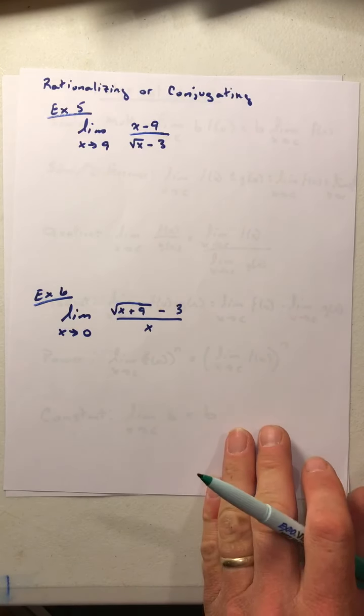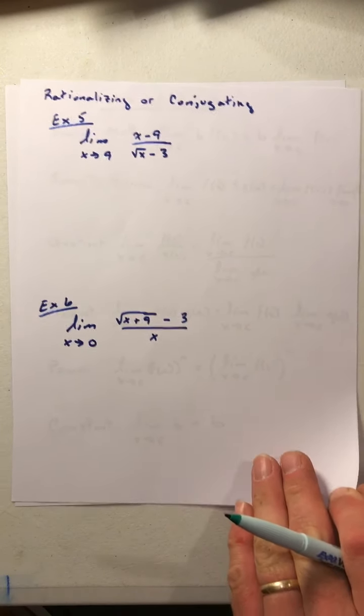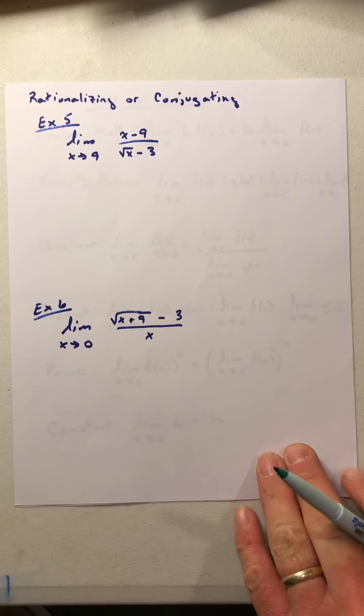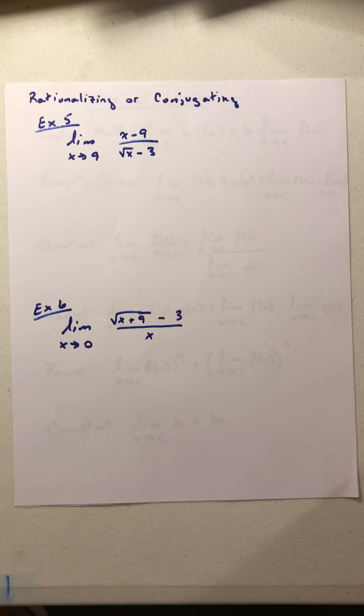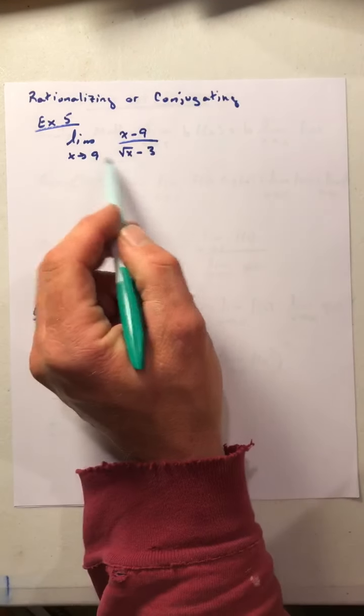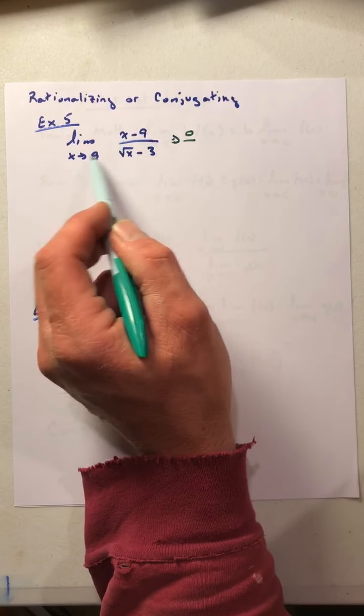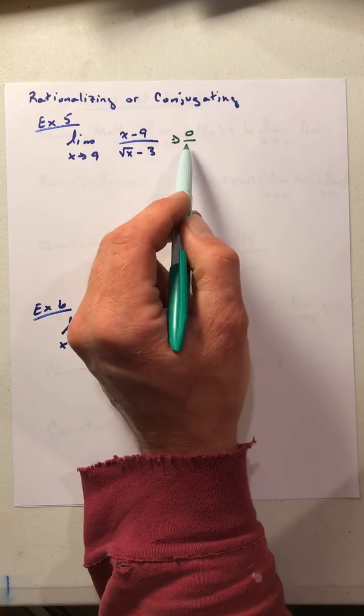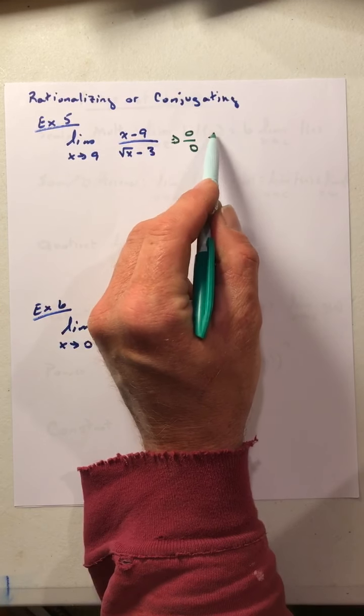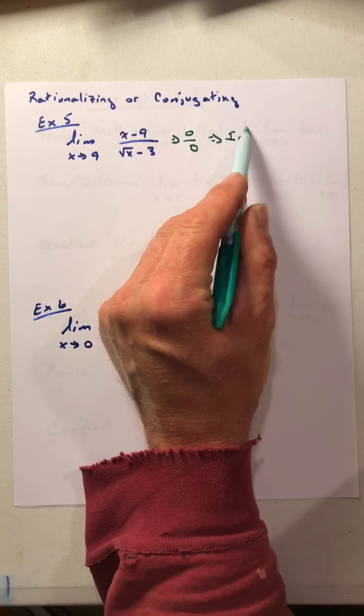The next method I want to talk about is the rationalizing or the conjugating method. So there was a reason that we rationalized denominators back in Algebra 2 and in pre-calculus, and that is to help us with some of our limits. We take the limit as x approaches 9 of x minus 9 over the square root of x minus 3. If I plug in 9, again I get 0. And if I plug in 9 here, I get the square root of 9 minus 3 gives me 0. So again, we know that that is indeterminate.